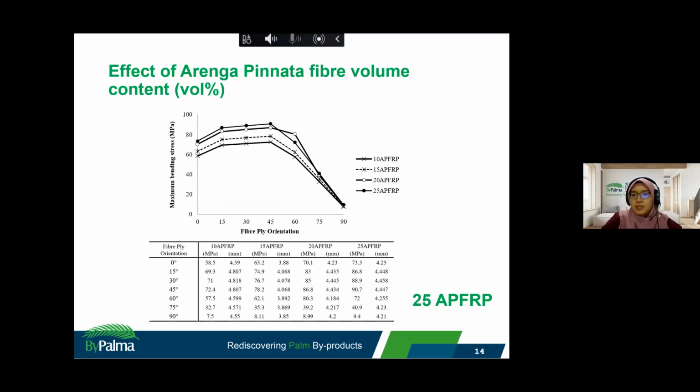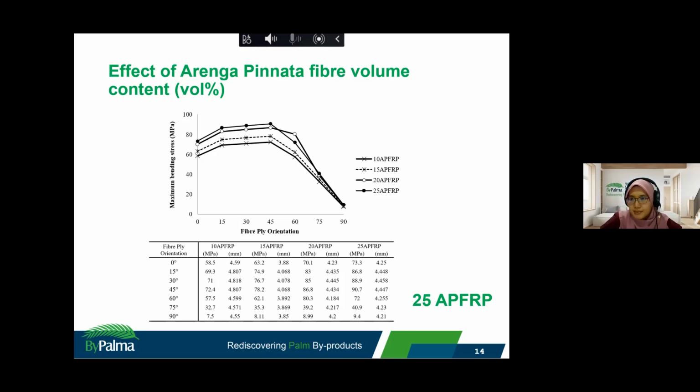Then we collect all the data we obtain from the simulation, record it in a table, and convert it into a graph. From the graph, we can clearly see the difference between all those four different volume fractions of Arenga Pinnata. For this case, the straight line with black dots, the 25 volume fraction of Arenga Pinnata, gives the maximum bending stress compared to the other volume fractions.